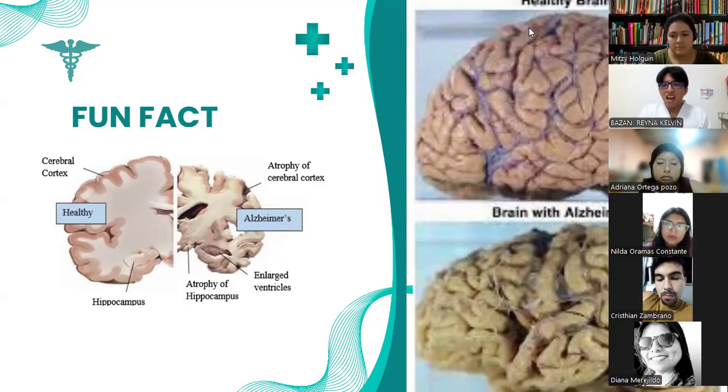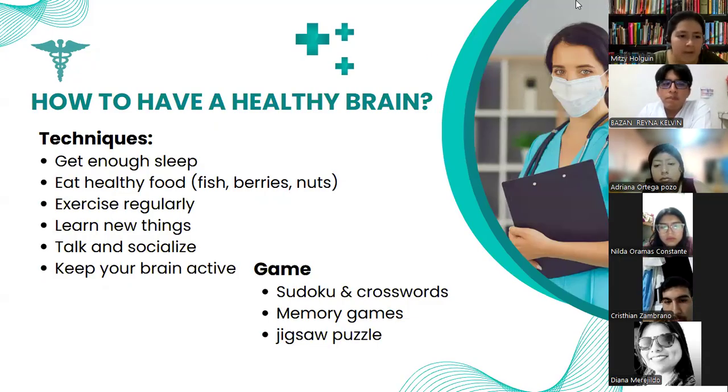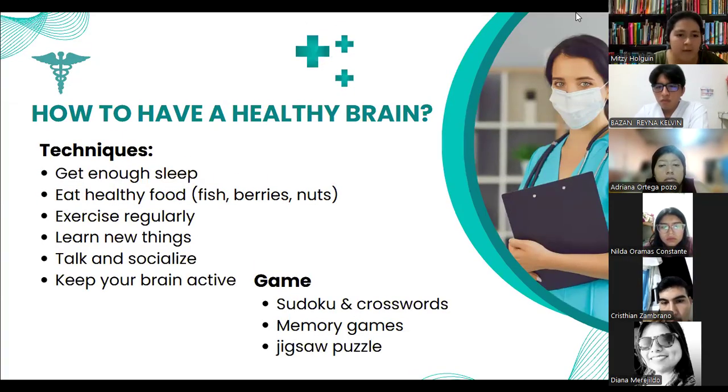Okay, guys, can you see this image? It's important that at an early age you start training your brain. Also, I have tips for a healthy brain, some techniques. So, Mixi, can you help me read the techniques? Get enough sleep, eat healthy food, fish, exercise, learn new things, talk, socialize, keep your brain active.